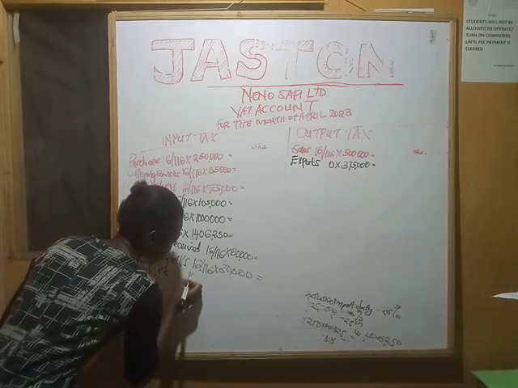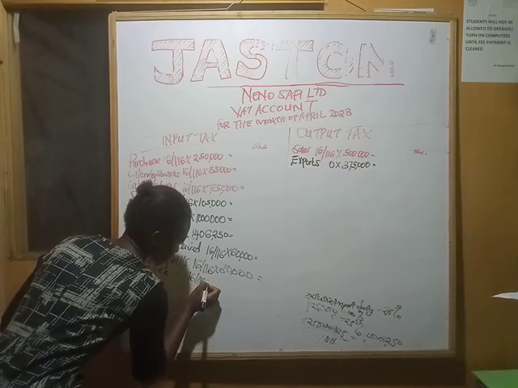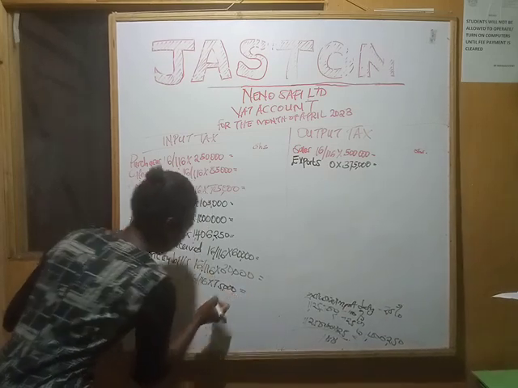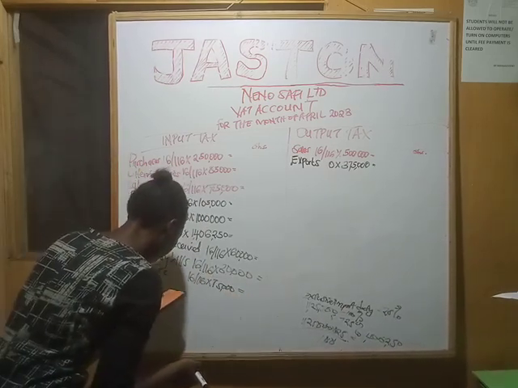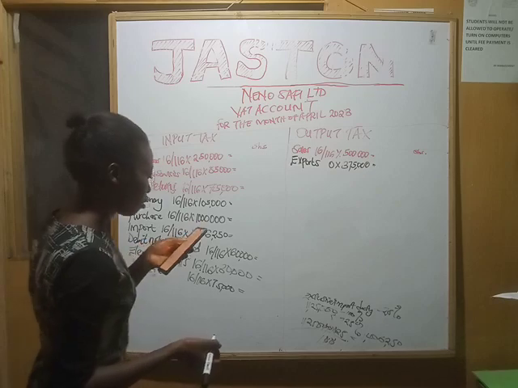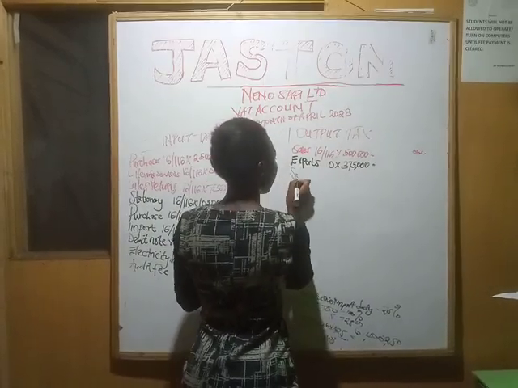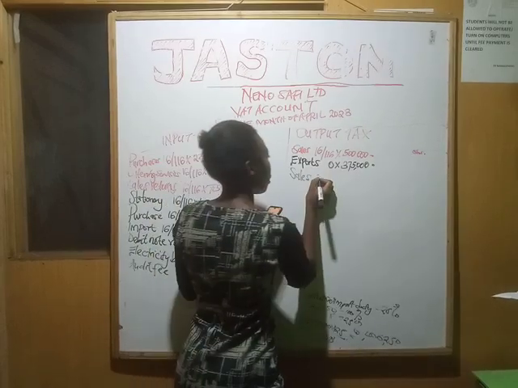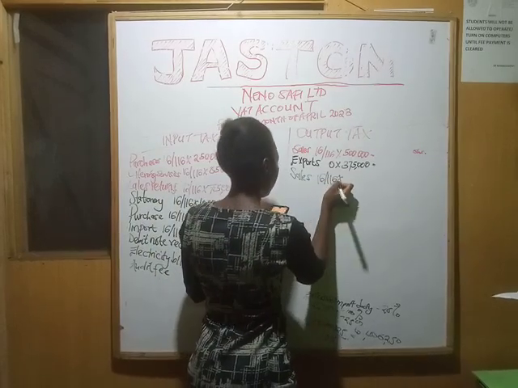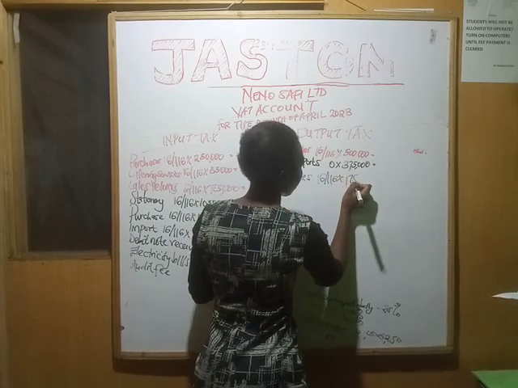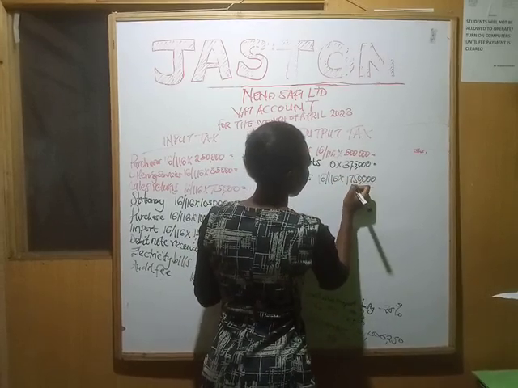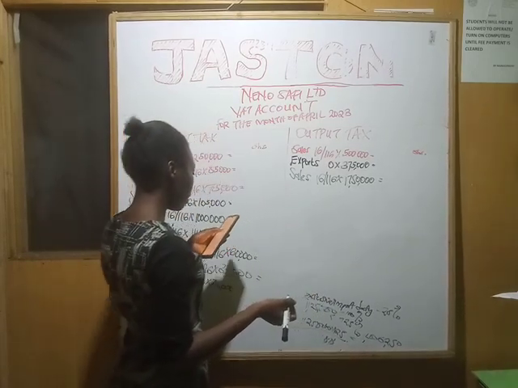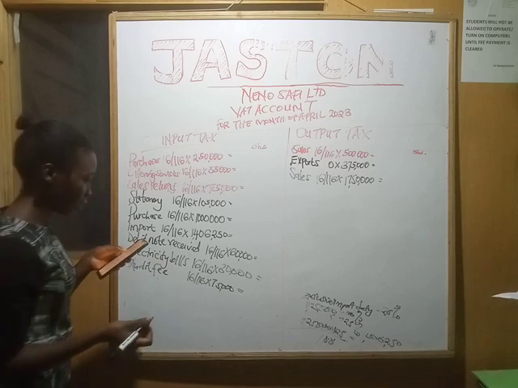We have 75,000, 16 over 116 times 75,000. Get our answer. Then we have the goods sold to the Ministry of Education, so we have the sales. Here we have our sales, which is 16 over 116 multiplied by 1,750,000. We also have bought spare parts for repair of delivery van.